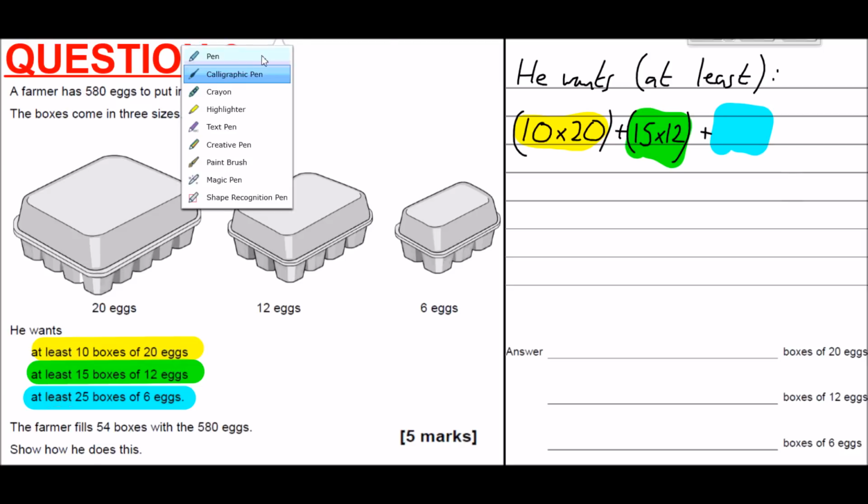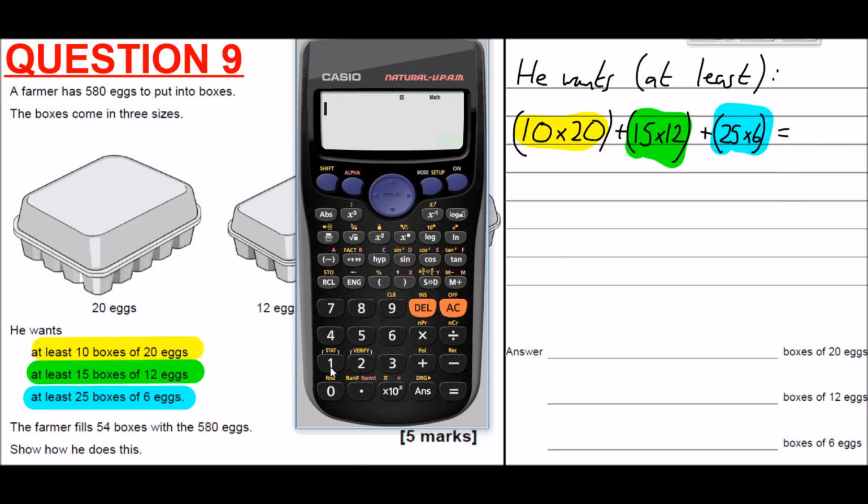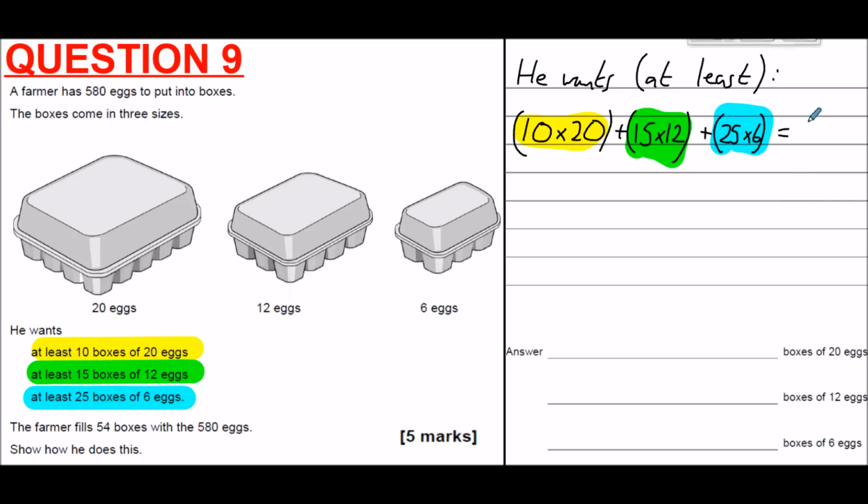So what we can do is use our calculators to calculate this grand total. So 10 boxes of 20 plus 15 boxes of 12 plus 25 boxes of 6 we can work out here. So you can put it into brackets if you'd like to. You wouldn't need to actually, but if it makes you feel safer or more comfortable, you can. So 10 times 20 plus 15 times 12 plus 25 times 6, we'd get 530 eggs.